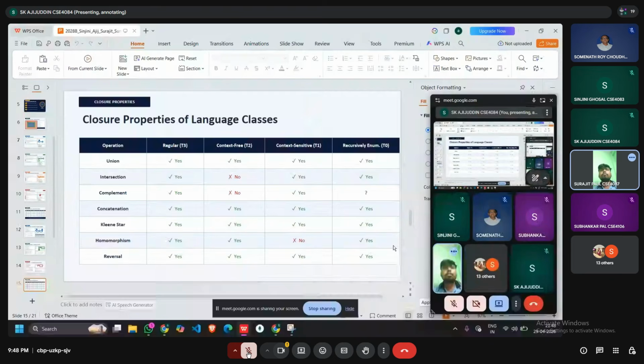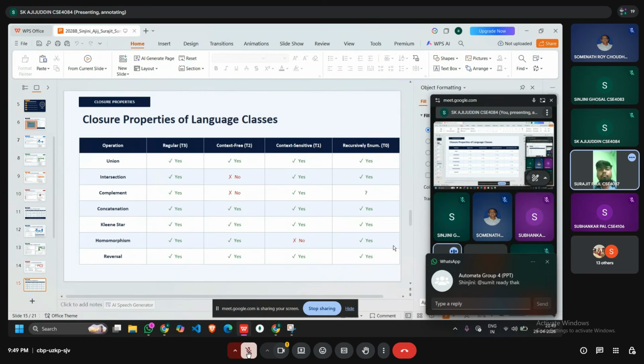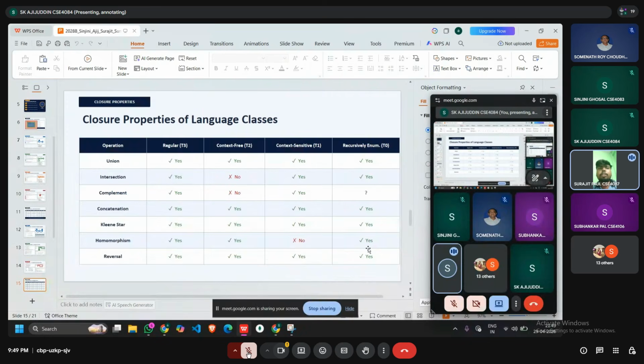Closure properties. This tells us if a language stays in the same category after a specific operation. Regular languages are closed under almost everything, like union, intersection, and complement, etc. However, context-free languages are not closed under intersection or complement. This means if I take the intersection of two context-free languages, the result might not be context-free. Context-sensitive and recursively enumerable languages also have their own specific closure rules as listed in the table. That's all. Now, Sumit.